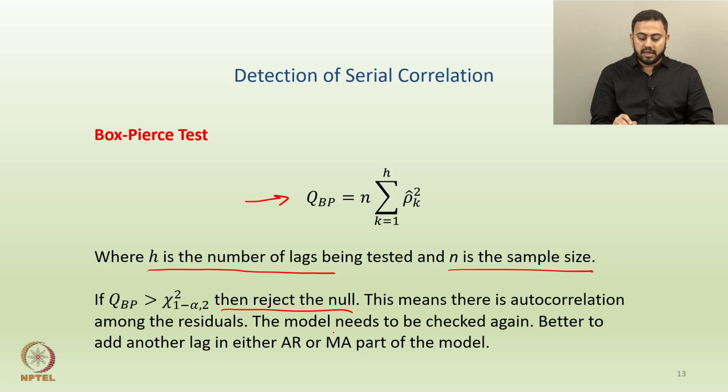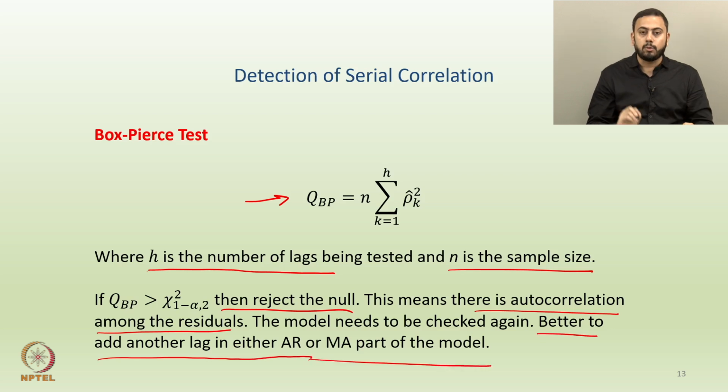Okay. And if you reject the null, this means that there is autocorrelation, as discussed earlier on the previous slide. So, if you reject the null, you have to go with the alternative, which means that there is some serial autocorrelation among the residuals. And what could be a solution here? If serial autocorrelation persists, then the model needs to be checked again. The model fit itself needs to be checked again, and usually it's better to add another lag in either the AR component or the MA component of the model.